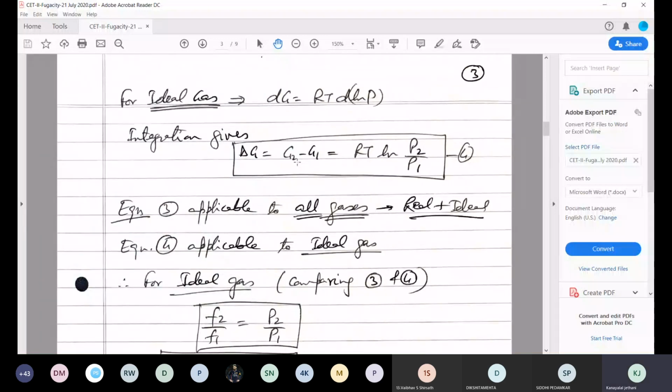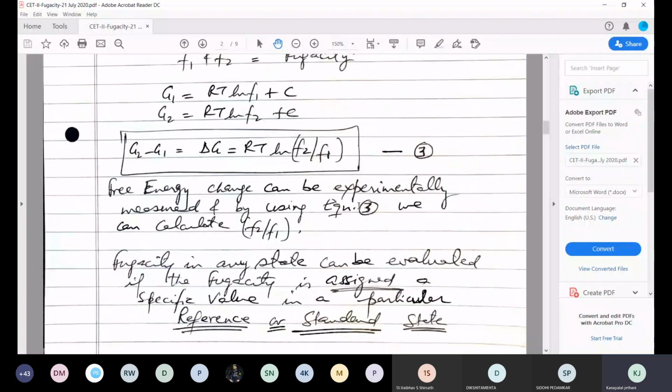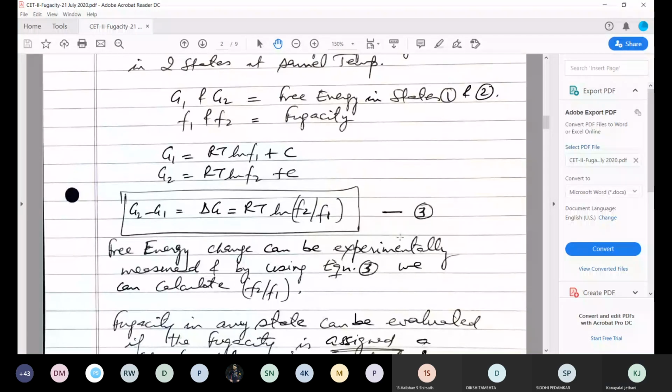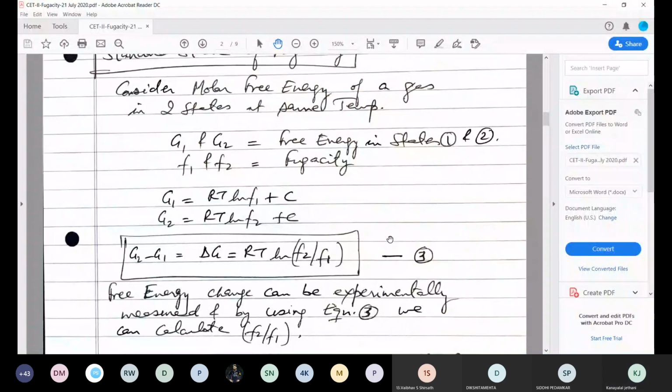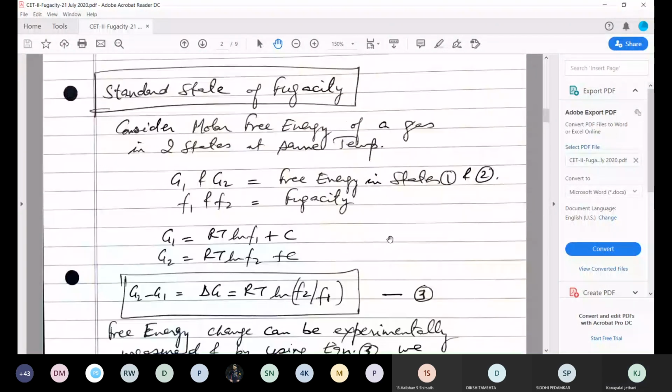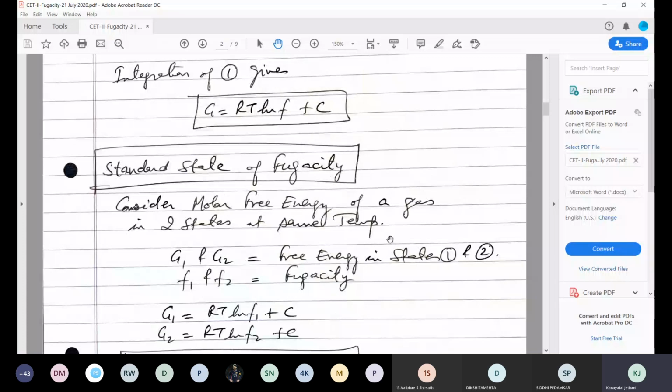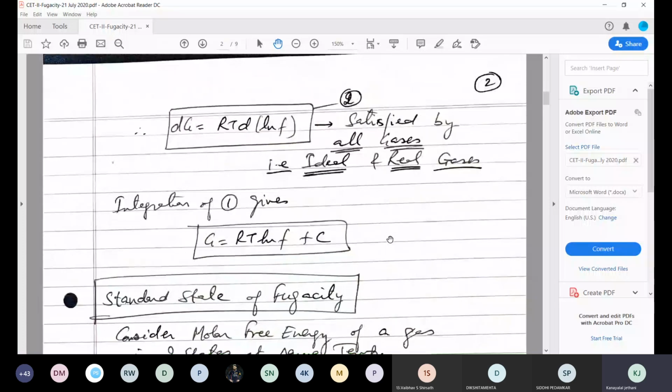RT ln P. You've seen this. For ideal gas, G is equal to RT ln P plus C. This is for real gas. For ideal gas, pressure comes here. Gibbs free energy. That's how we define it, no? Starting from there only, you read that. dG is equal to RT ln P.